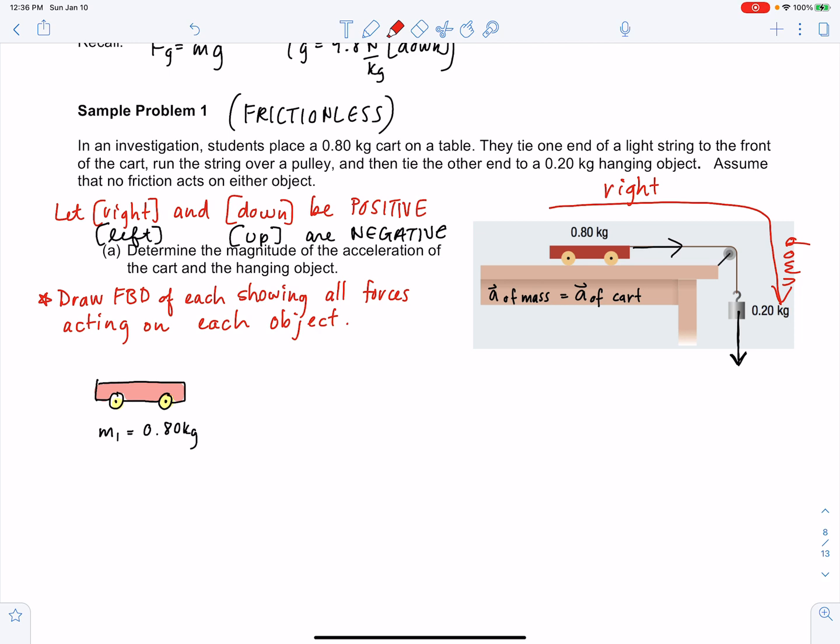Okay, now let's list all the forces acting on each object. Let's look at the cart on top of the table. The cart on top of the table is going to move to the right, and it's going to move to the right because the rope is pulling it to the right. So we need to draw the force that the rope exerts on the object. And that force that a rope exerts on the object is called tension. Okay?